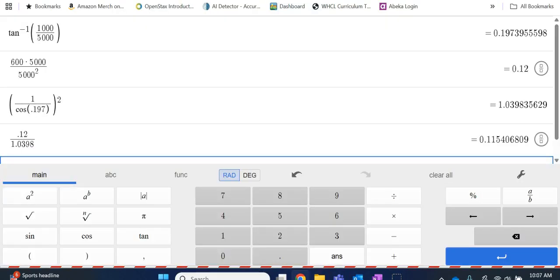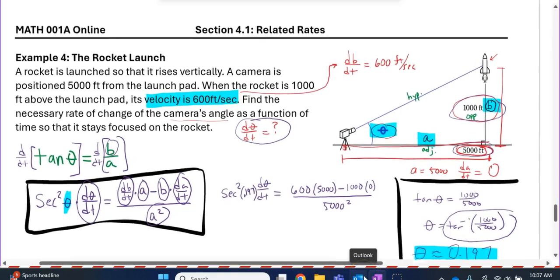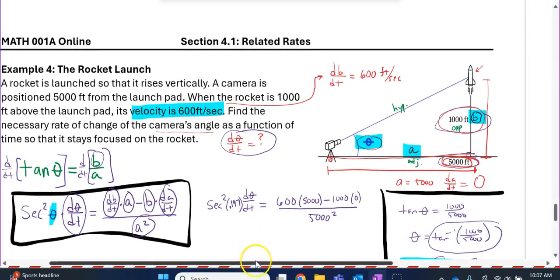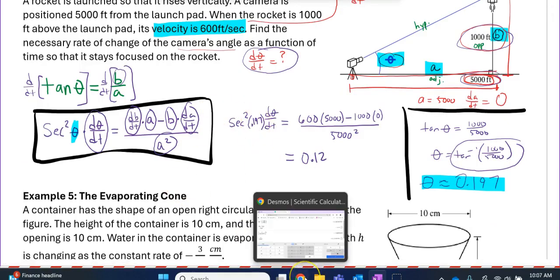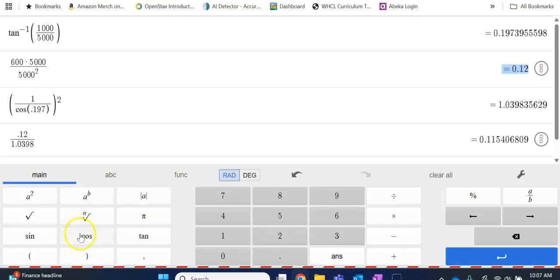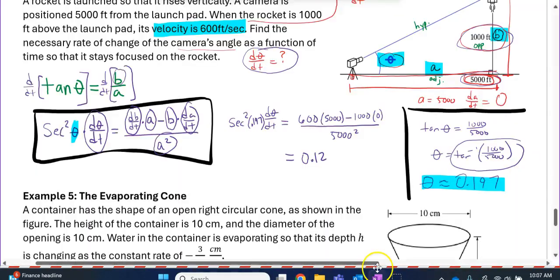So on the right hand side, I have this line of 0.12. Let me scroll down just a little bit. This right hand side is 0.12. On the left-hand side, I had to figure out secant squared of 0.197. That was a little troubling on Desmos because it doesn't have a secant key, but I just used the reciprocal of cosine. So I did 1 over cosine of 0.197, and then I squared it because it's secant squared. I got this value of 1.0398. I'll just use that.